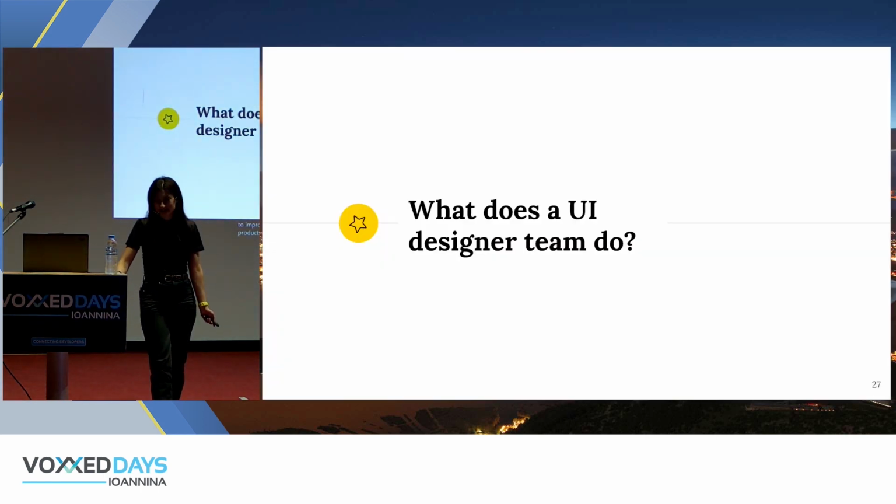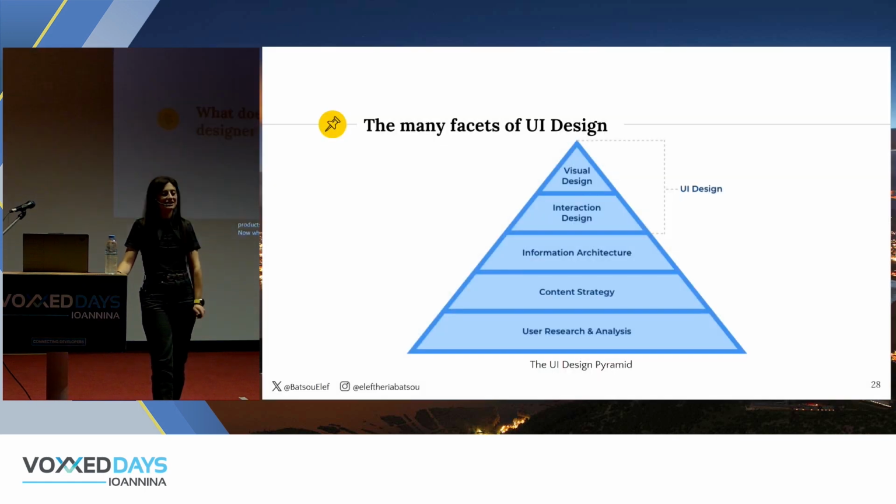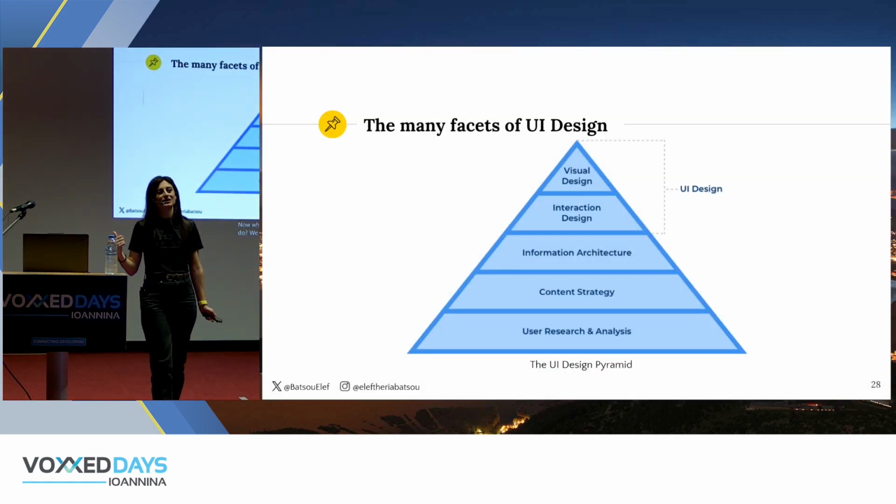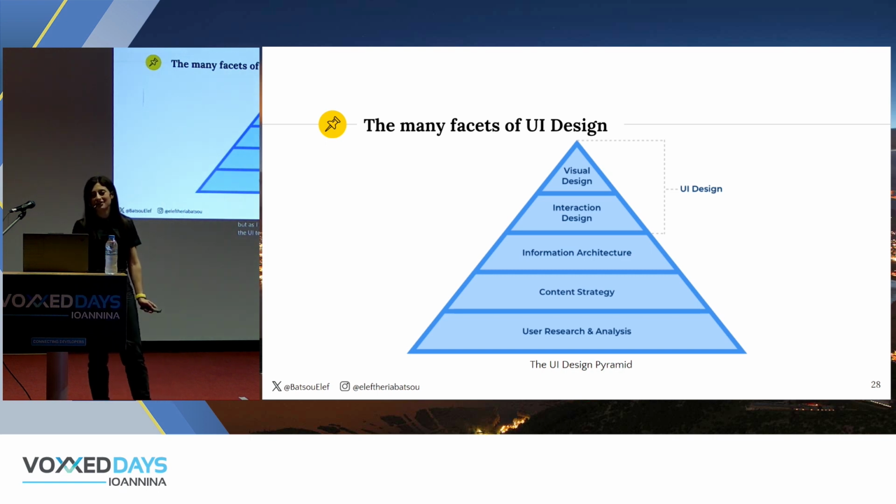Now, what does a UI designer team do? We have here the same pyramid, but as I mentioned earlier, this time the UI team will focus on the top two layers, so interaction design and the visual design, and they will make sure that the product from their perspective is ready.